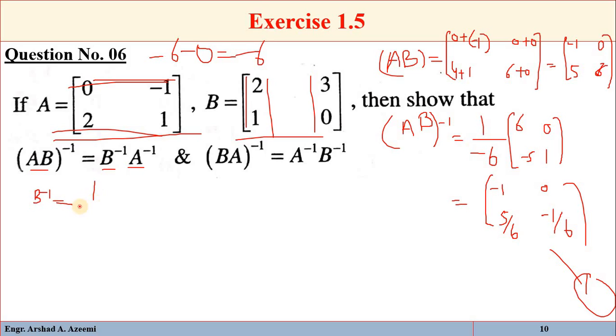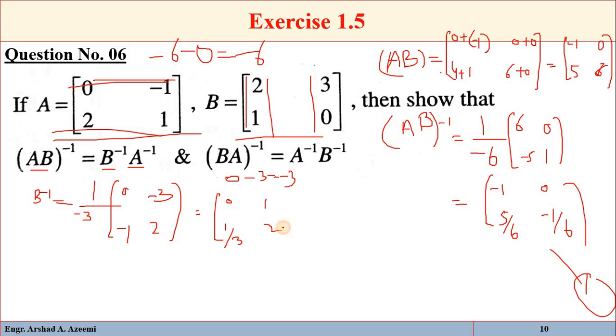Now we have to find out the B inverse. It is equal to 1 over the determinant of B. So 2 multiplied by 0, it is 0, minus 3 multiplied by 1, 3, is equal to minus 3. So that is the determinant of matrix B. Now the adjoint of B will be 0, 2, minus 3 and minus 1. So it will be equal to 0, 1, 1 by 3 and 2 by 3. So this is the inverse of B.